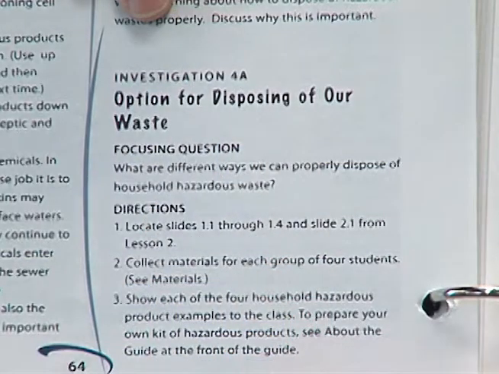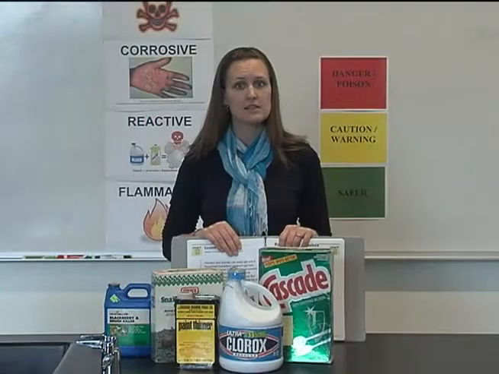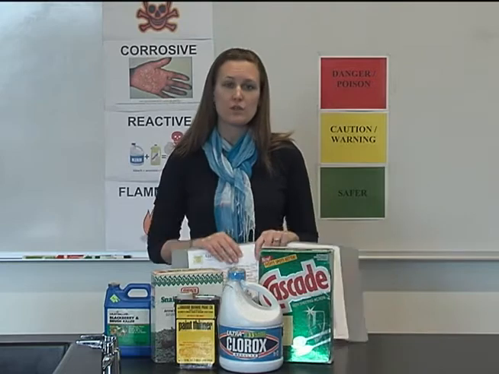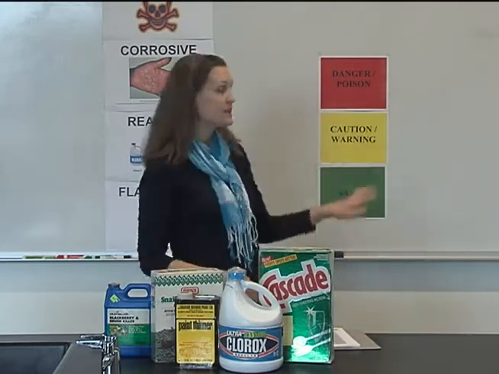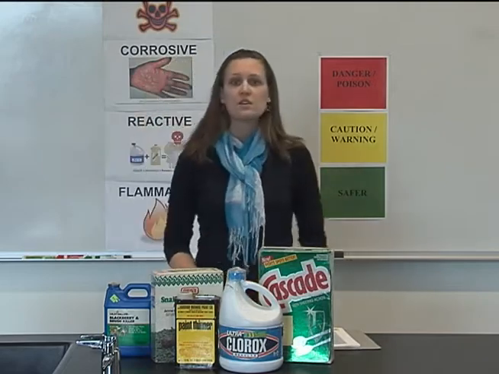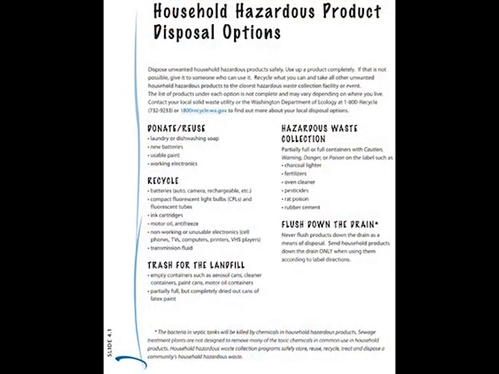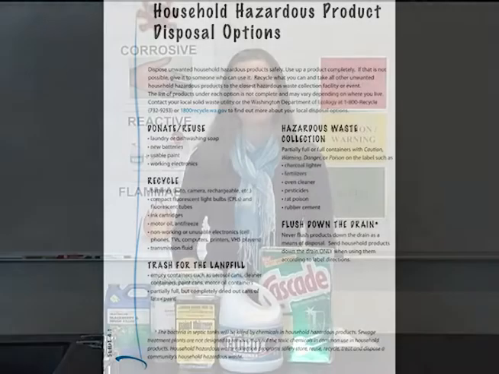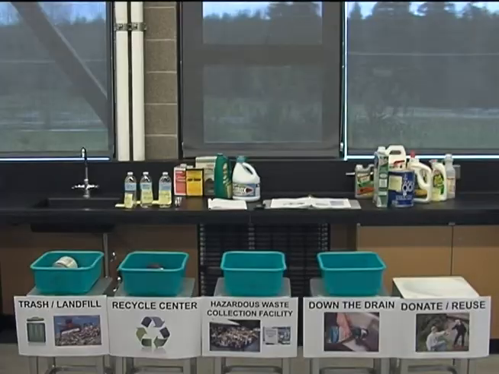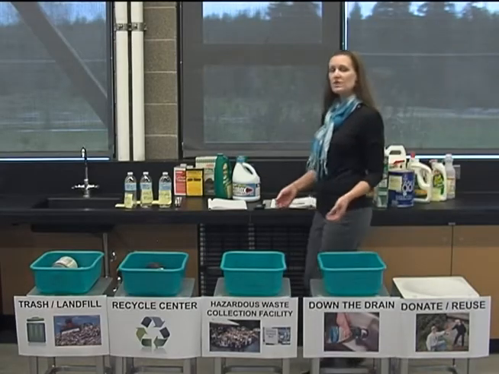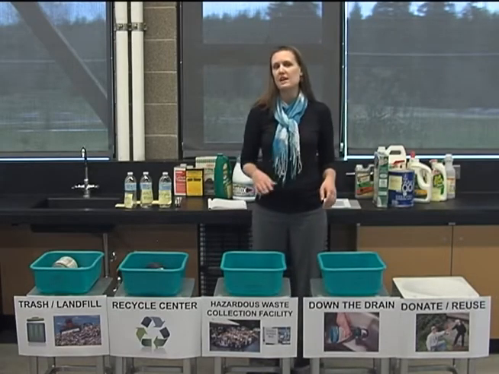Investigation 4A asks students to answer the question, what are different ways we can properly dispose of household hazardous waste? You may want students to review the principal hazards from Lesson 1 and the signal words from Lesson 2. Use slides 4.1a to 4.1e to create labels for 5 bins you will set up around the room to represent the different disposal options. It should look something like this, or you can also distribute the bins around the classroom.